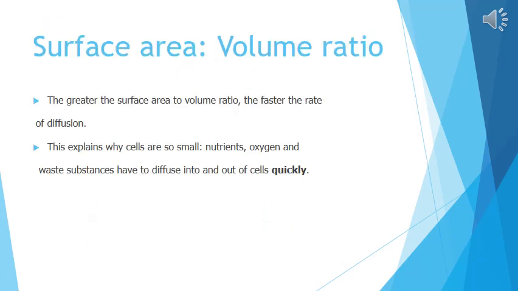The cell surface membrane which surrounds the cell is very thin. All the nutrients and gases the cell needs have to pass through this membrane, and that is the surface area of that cell. So, the greater the surface area to volume ratio, the faster the rate of diffusion. This explains why cells are so small. All the nutrients, oxygen and waste materials have to diffuse into or out of the cell quickly.